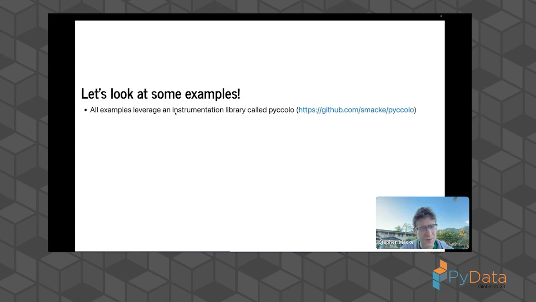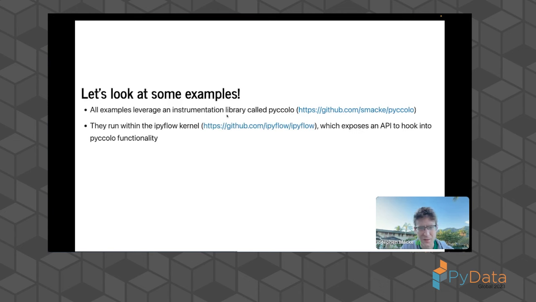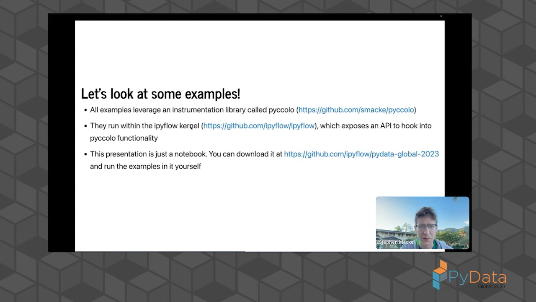And I'll just say, as we're going through this presentation, all of these examples leverage an instrumentation library called Pyccolo. If you'd like to follow along yourself, they run within a special alternative to the IPython kernel called IPyflow. And IPyflow exposes a hook to hook into Pyccolo functionality. And this presentation, you probably notice, is just a notebook. So if you would like to actually follow along with these examples yourself, you can download it at github.com/ipyflow/PyData Global 2023.